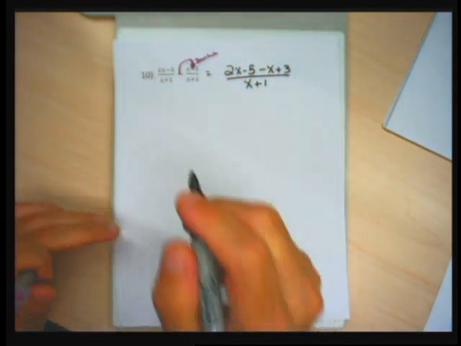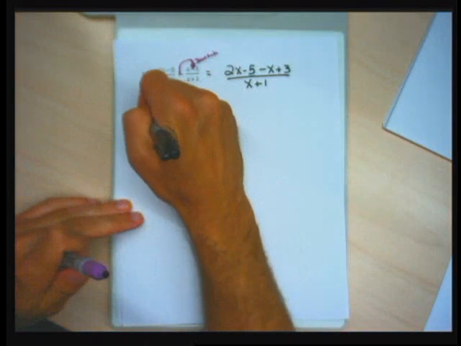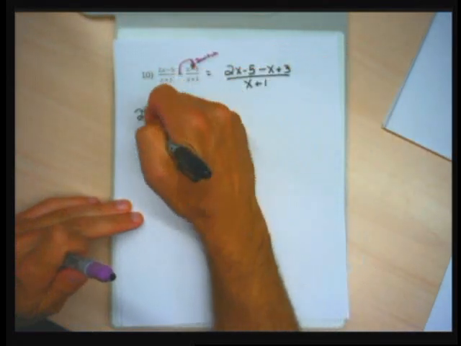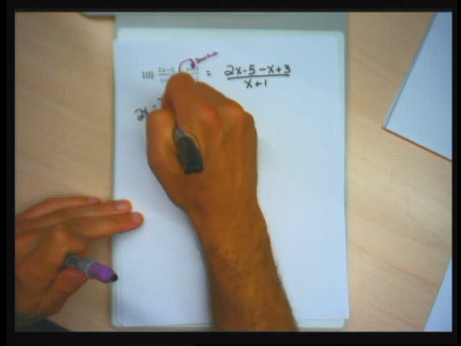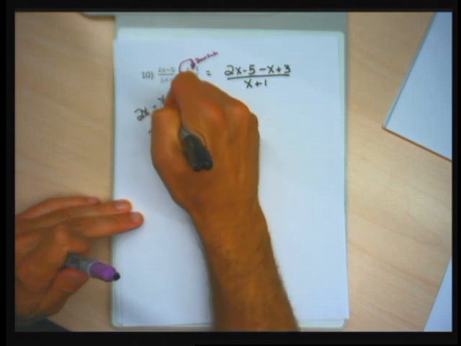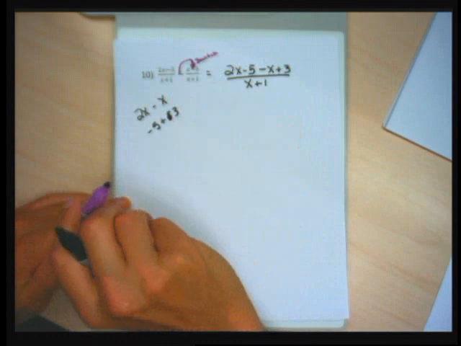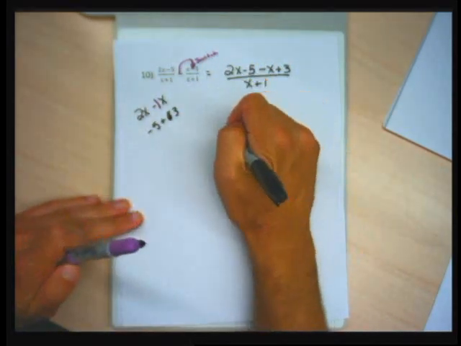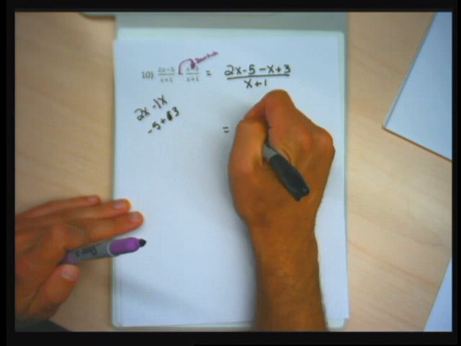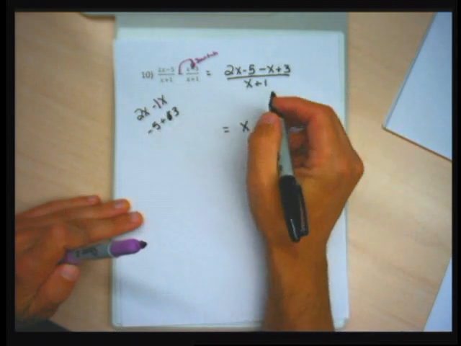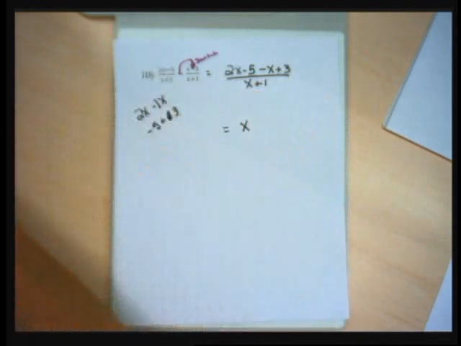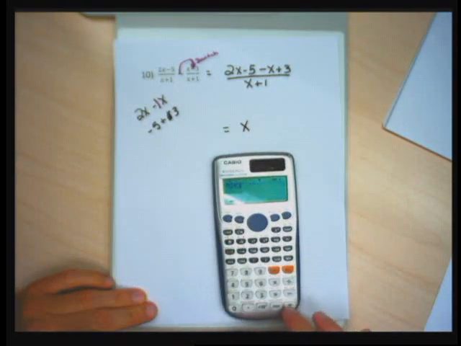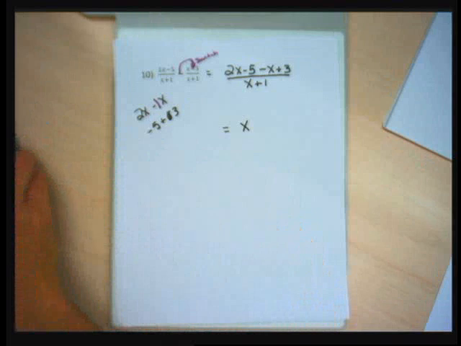Now I'm going to simplify by combining like terms in the numerator. In the numerator is a 2x minus x and a minus 5 plus 3. The 2x minus x is really 2x minus 1x, so it's going to be 1x. I don't have to write the 1, but I can write the 1. The minus 5 plus 3, I can do that, but I'll do it on my calculator. Minus 5 plus 3 is a minus 2.